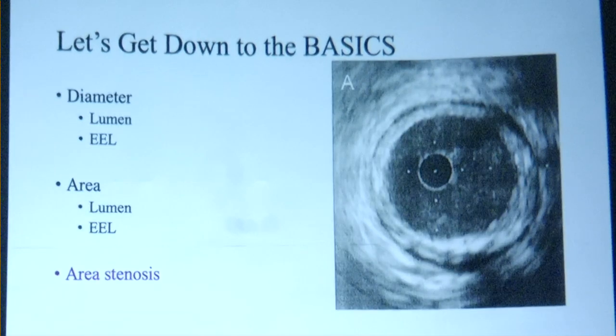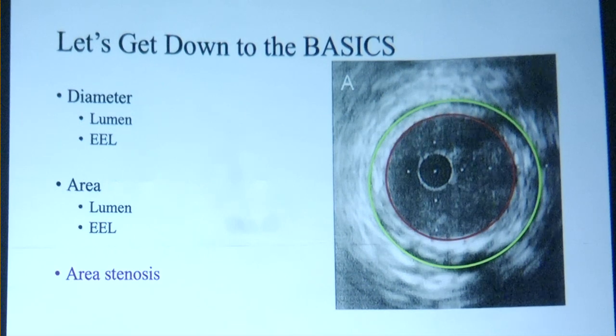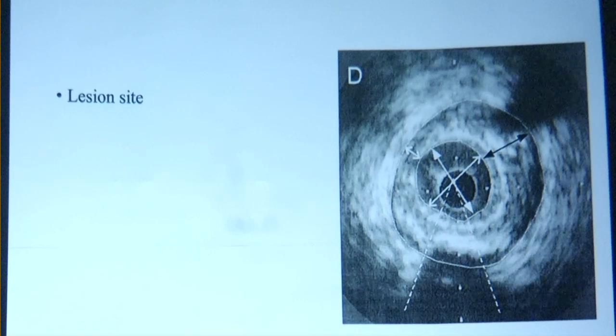Then we want to generate an area stenosis, and this is going to help you a lot in choosing the landing zone. So we get the EEL area, and we get the lumen area, and we calculate the fraction of, if you would, stenosis created by this particular padding between the two circles. This is shown at the lesion site. We are looking at the EEL area and the lumen area, and then we are calculating the plaque diameter there.